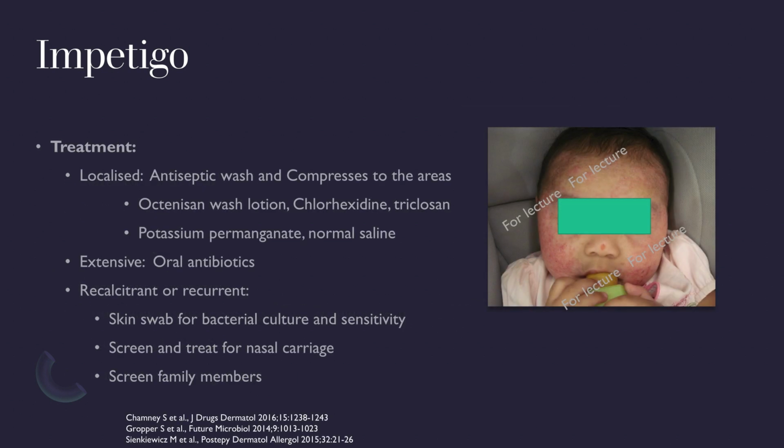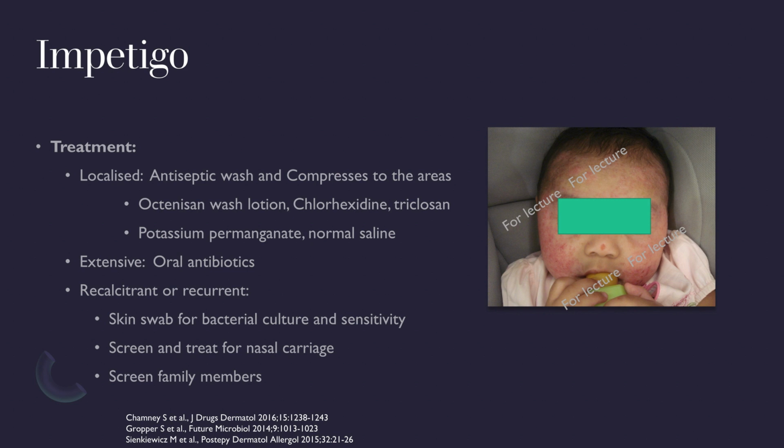Okay, the treatment. So what do I do to treat it? If it is localized and the child is otherwise well, not systemically unwell, I just do antiseptic wash and compress to the areas: octenisan wash lotion, chlorhexidine, triclosan. Okay, this is the old slide. Now I should put in Ceradan emollient wash also there, because it contains octenidine as well. Potassium permanganate just for the areas. I do it as a soak, normal saline as well. If it is extensive, I do give oral antibiotics, especially if it is spreading very fast and the child is unwell.